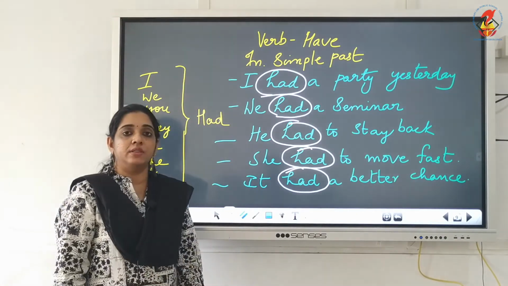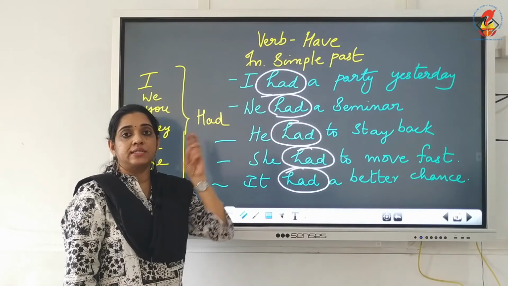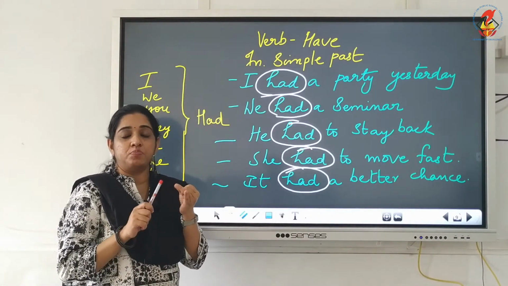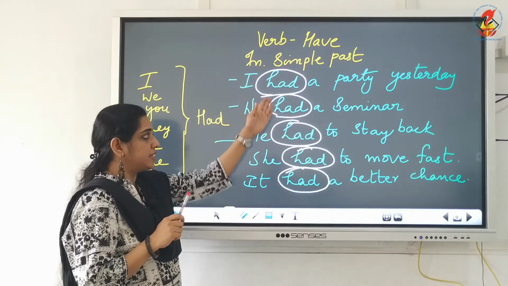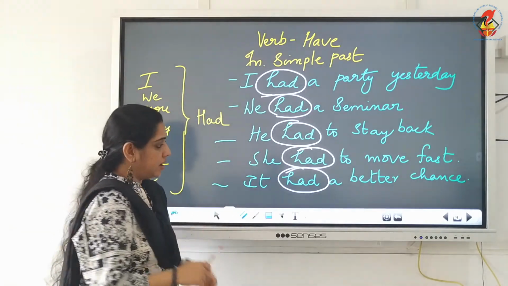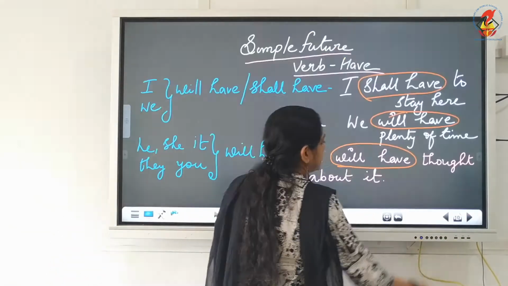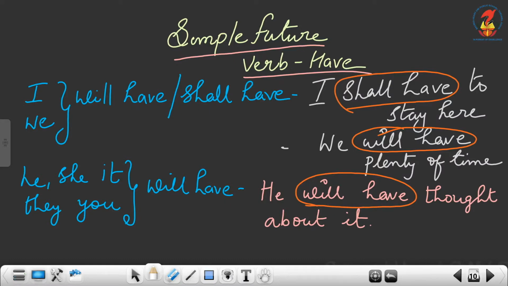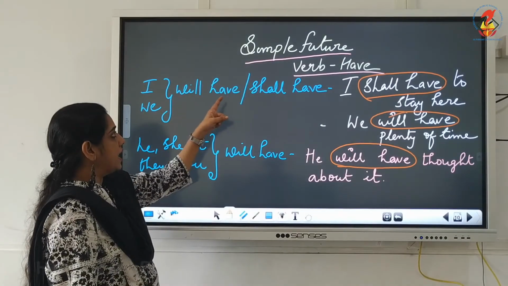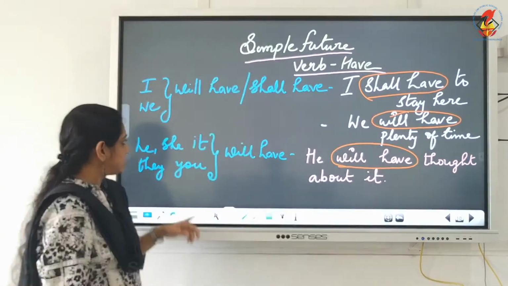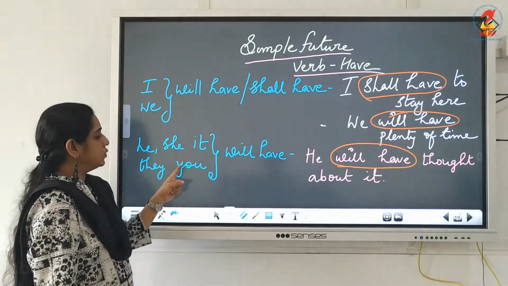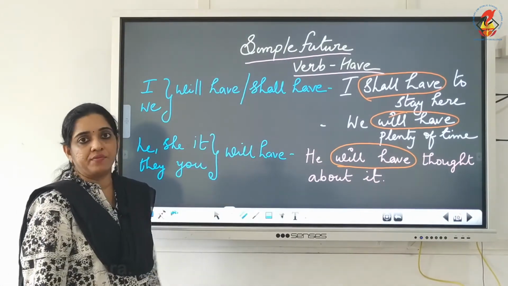The verb have has three forms, which are they? Present, past and future. So, we are moving with past tense. Now, the next one is future, simple future. Future of the verb have is what? Will have or shall have. See, for I and we, will have or shall have is used. For he, she, it, they, you, it is will plus have.